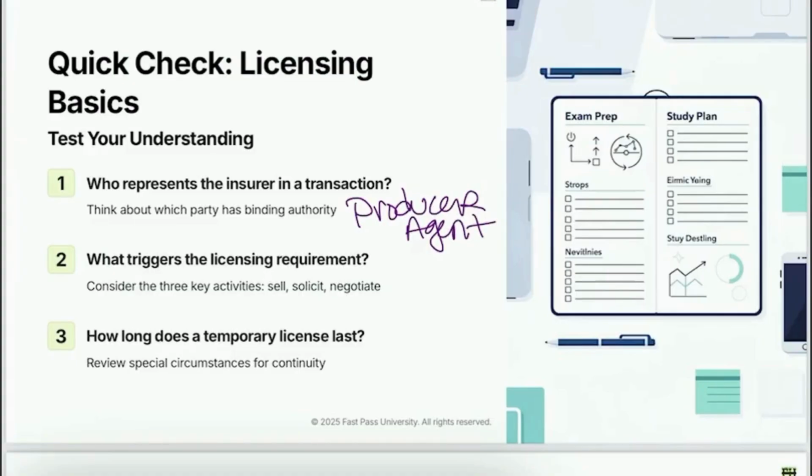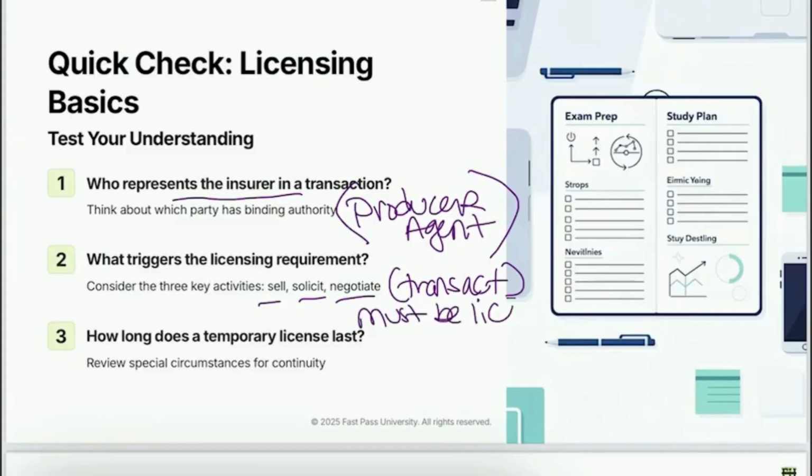What triggers the licensing requirement? Consider the 3 activities. If you are going to sell, solicit, or negotiate, or transact insurance, you must be licensed to do so. And how long does a temporary insurance license last? 180 days. And that is only in the instance of death or disability of an agent for business continuity.